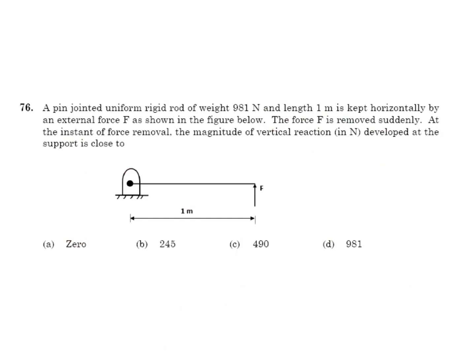Question is, a pin jointed uniform rigid rod of weight 981 Newton and length 1 meter is kept horizontal by an external force as shown in the figure below. The force F is removed suddenly. At the instant of force removal, the magnitude of vertical reaction in Newton developed at the support is close to. So first mark the points. A point, midpoint take as B, your load point at C. You are removing the load suddenly.